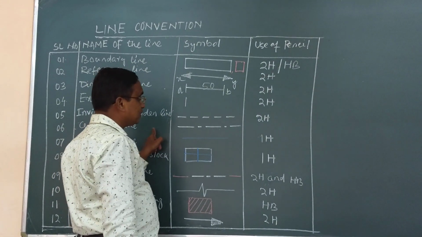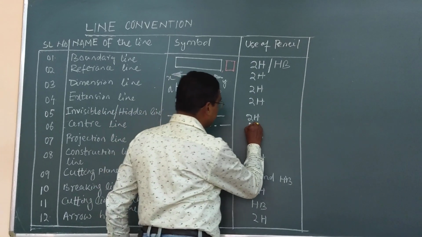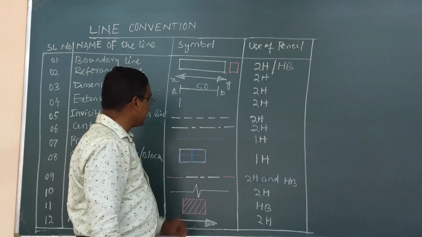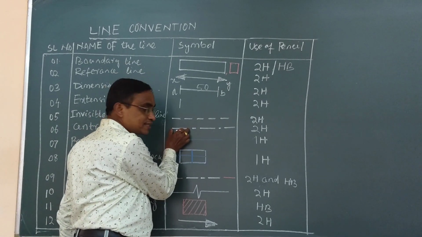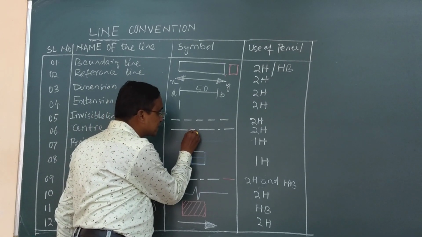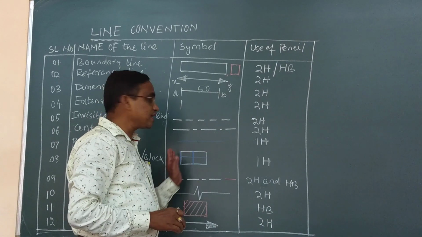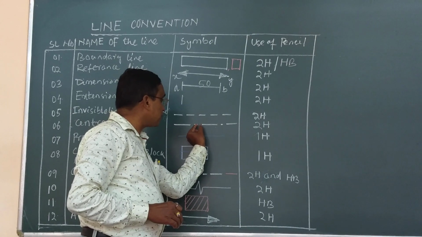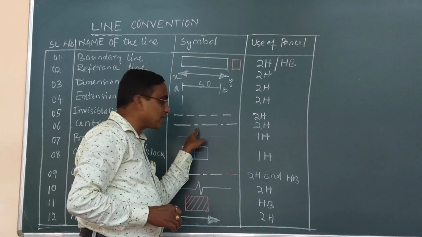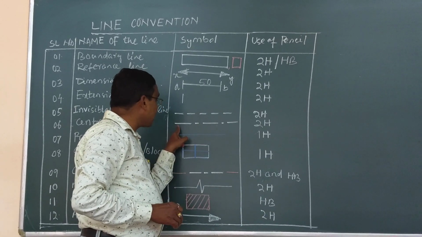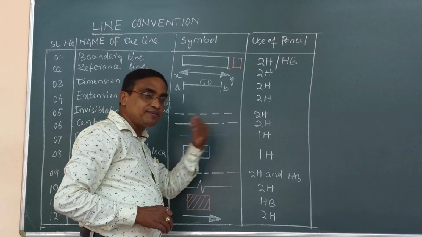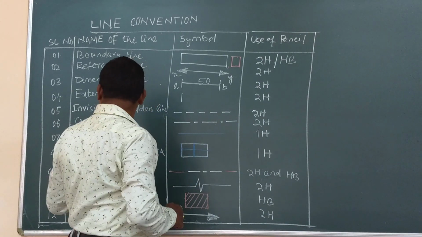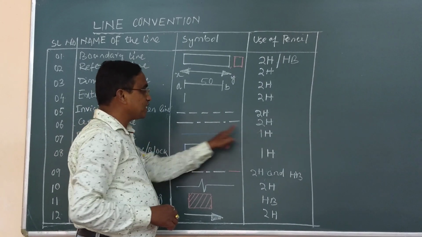Center line, also 2H pencil. For the center line, the long line is 3x, the gap is 1x, and the small line is 1x. Accordingly you maintain it. The width of the gap must be equal to the width of the small line, and the length of the long line is 3 times that of the small line. Then the center line, 2H pencil. Projection line, 1H pencil.